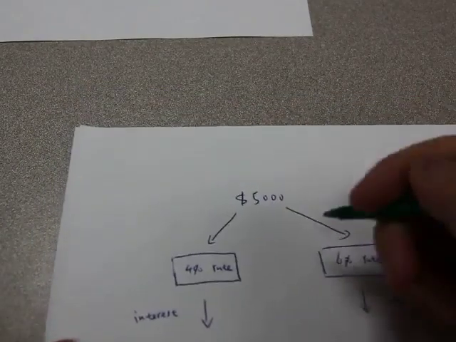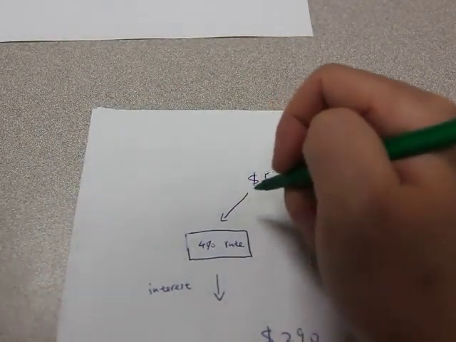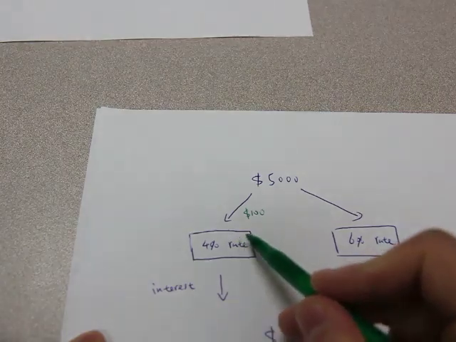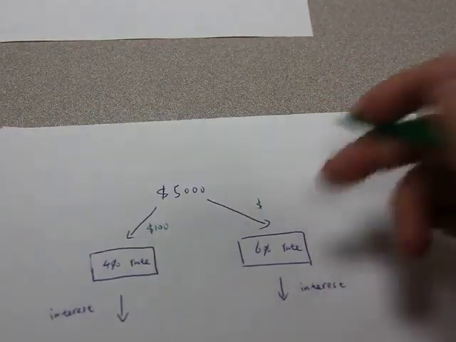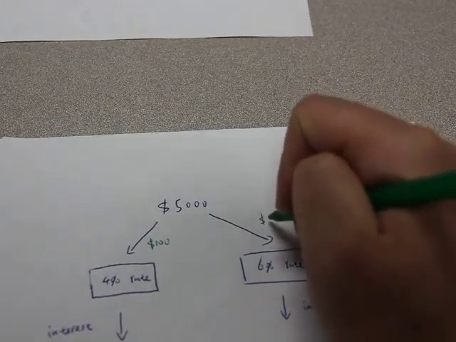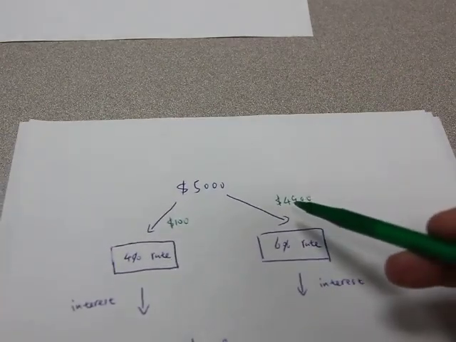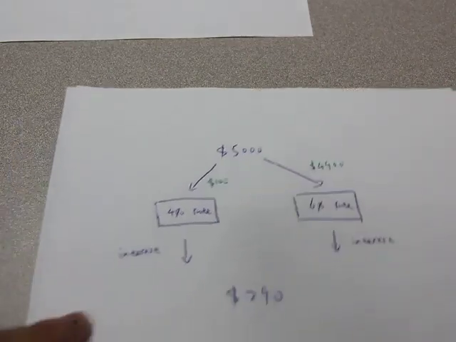So for example, let's say you invest $100 into this account. That means the remainder, because you have 5,000, right? So the remainder is going to be 5,000 minus 100, which is 4,900. So you will invest 4,900 into the second account.